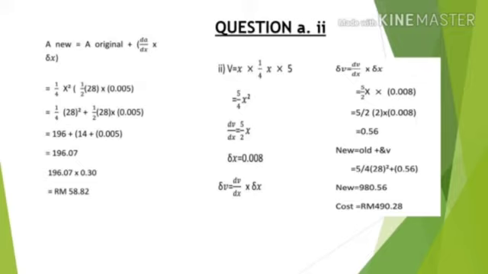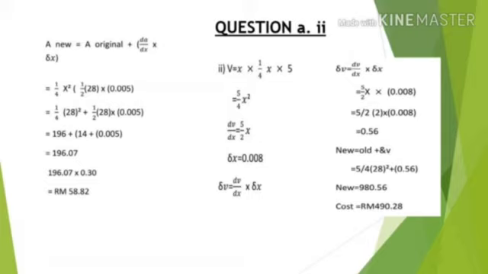And then we can calculate the new volume, which is equal to the old volume plus delta V. We insert the x, which is 28, and then we get the new volume, which is 980.56 centimeter cube. And then based on the question also, hence determine the price of the new cubicle cake.